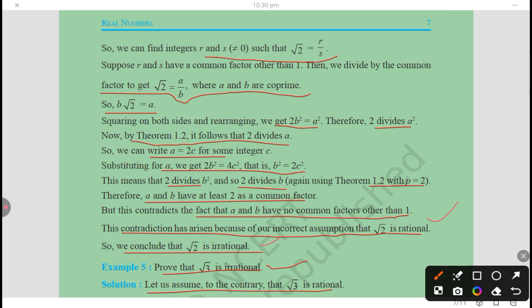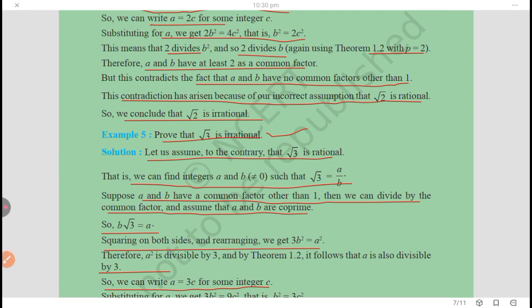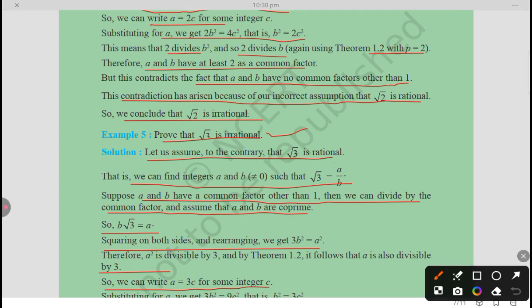Similarly, you can prove example 5, which states: prove that root 3 is irrational. So let us assume to the contrary that root 3 is rational. If it is rational, then you should write root 3 equal to a by b in the p by q form, and if a and b have a common factor other than 1, you can divide by the common factor, assuming that a and b are co-primes. So b root 3 equal to a. Squaring both sides and rearranging, you will get 3b square equal to a square.